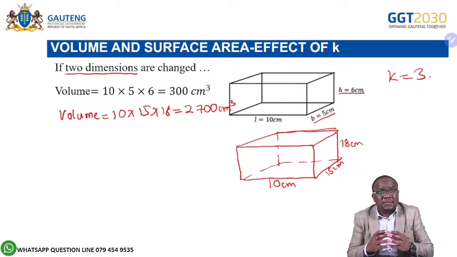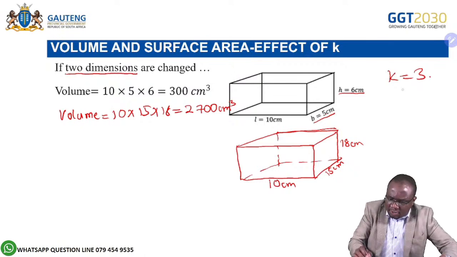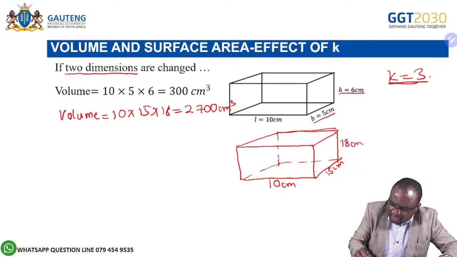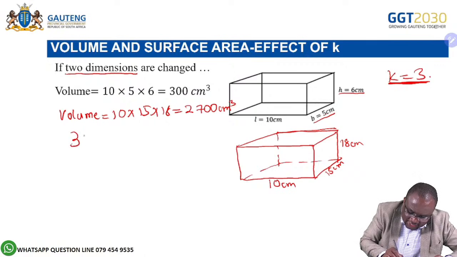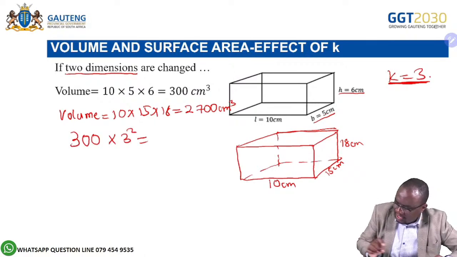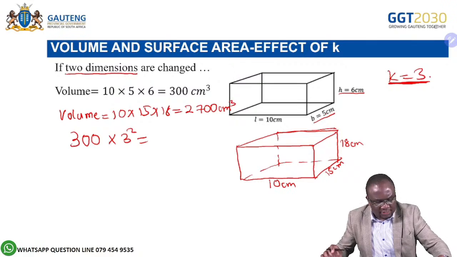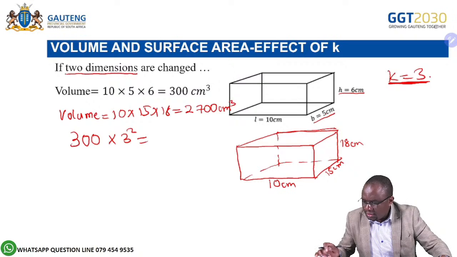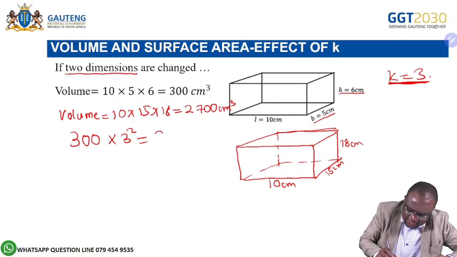So now, if we increase 2 dimensions, multiply 2 dimensions by a factor of k, how will the volume increase? By a factor of what? The volume increases by a factor of k squared. Remember, we increased the 2 dimensions by 3. So now if you say 300 times 3 squared, can you just do that? 300 times 9, 3 squared is 9. Do you see that you're getting 2,700?